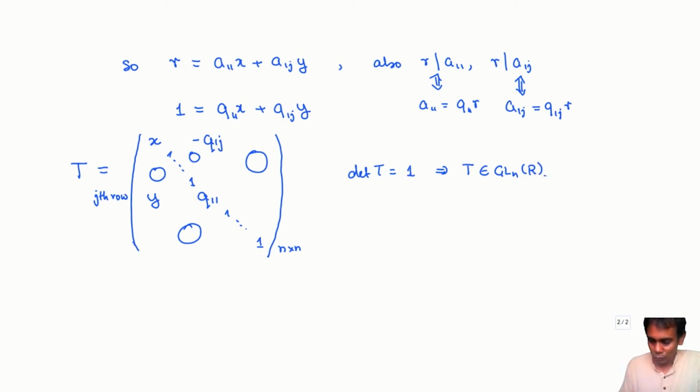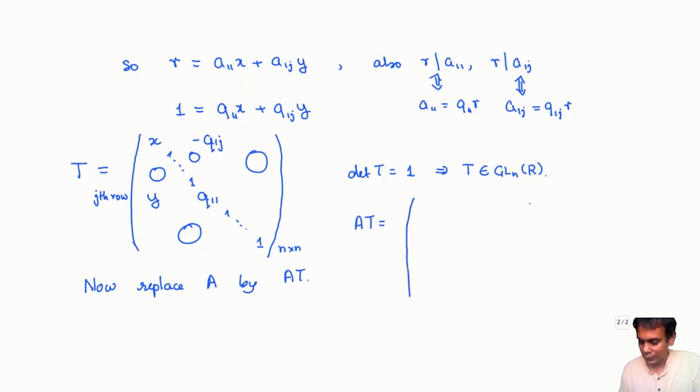Now if you do A goes to, instead of doing a column operation, you take A to AT. Then what can you say about the matrix AT? What will be the 1,1 entry of AT? To get the 1,1 entry of AT, I have to take the first column of T and multiply it by the first row of A. And what I'll get is A11 times x plus A1j times y. So I'll get r over here.